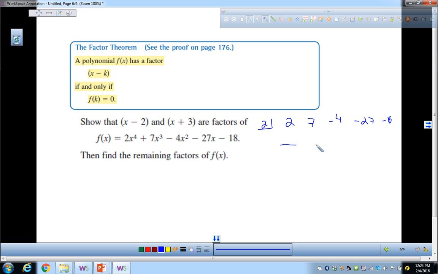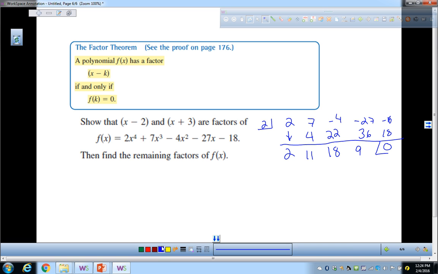And then you bring this 2 straight down. So you get 2. 2 times 2 is 4. Add those, you get 11. This times this makes 22. You're saying, oh, this doesn't look good. Add those together, you get 18. 2 times 18 is 36. Add those together, you get 9. 2 times 9 is 18. What do you get out? 0. So what that means is that x minus 2 is a factor, 2 is a root.